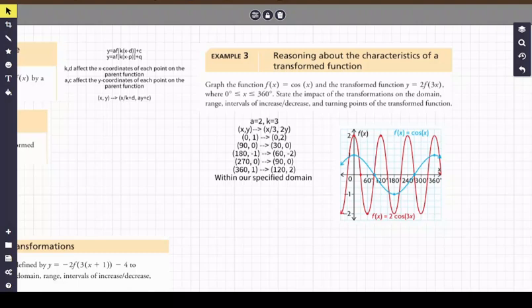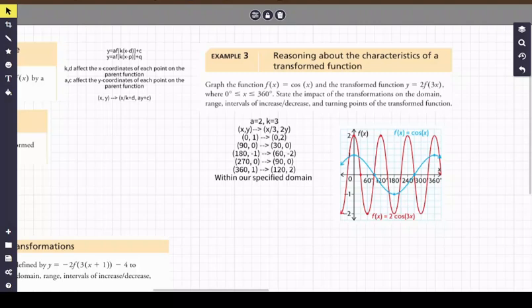The transformed function has the turning points of here: 0, 2; 60, -2; 120, 2; 180, -2; 240, 2; 300, -2; 360, 2. Well, this doesn't really count as a turning point because our function is cut off. Everything from the right is gone. So yeah, and we also have to talk about the domain.